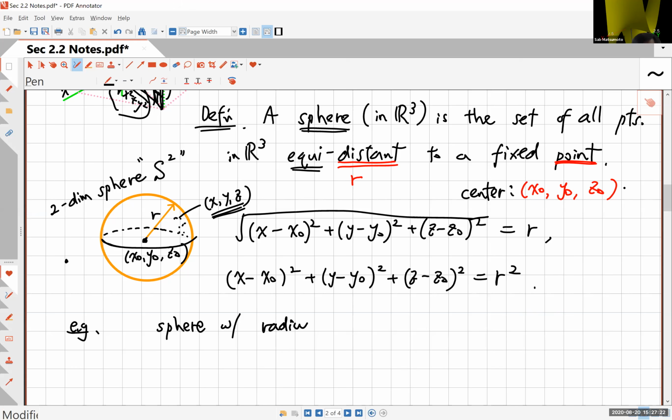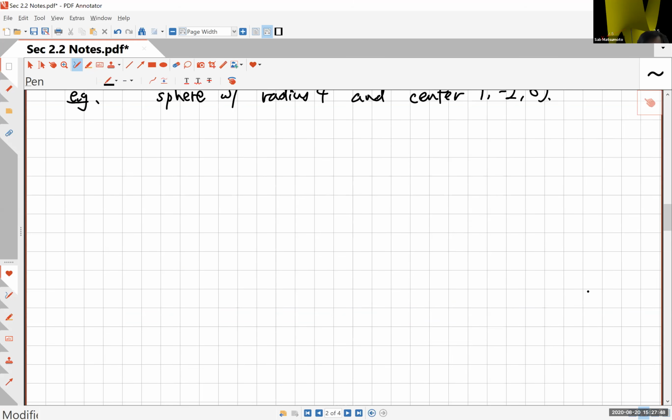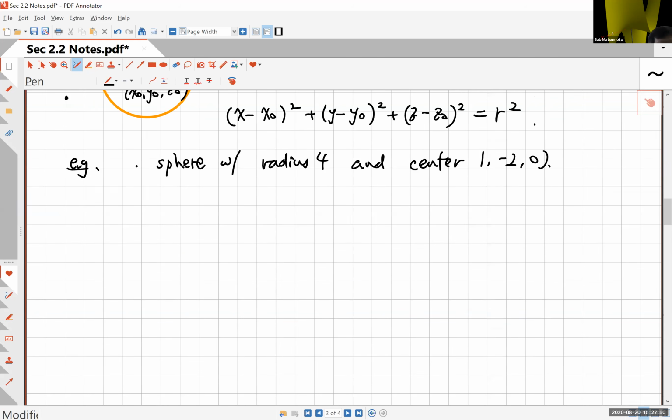Okay, when you see the problem written here, you can write down your answer, okay? And in fact, you can probably write your answer right now if you are able to do this. What is the equation of the sphere with radius 4 and center 1, -2, 0? All right, so that should be a simple enough task for you.